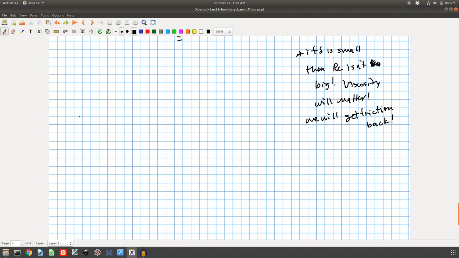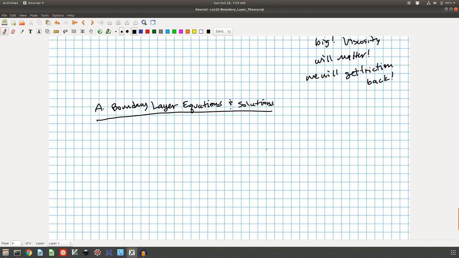So we'll come down here, let's talk about boundary layer equations and the solutions. All right, boundary layer equations and solutions. I'm not going to lie, I spent a long time trying to think about what to talk about here. There are whole books written on boundary layers. We could spend months doing math on it, but we won't spend that today. Not too much math even.